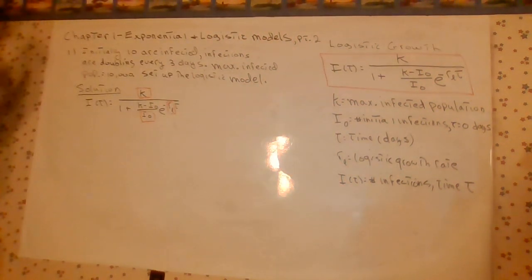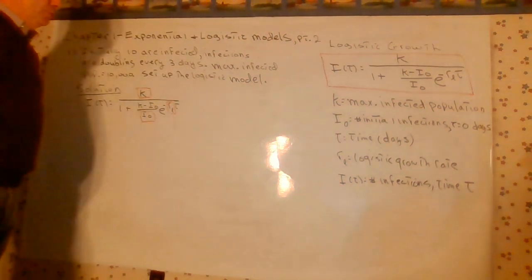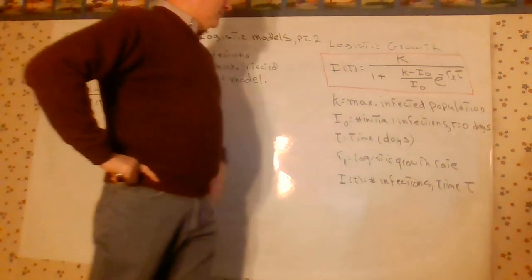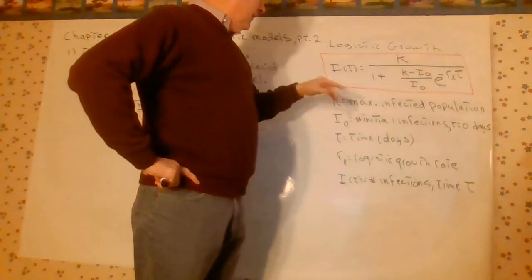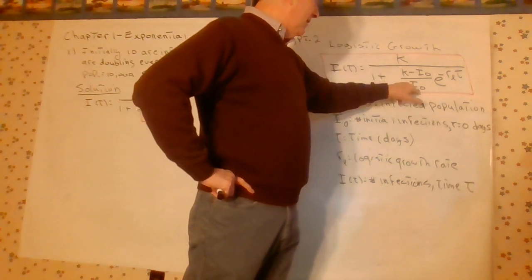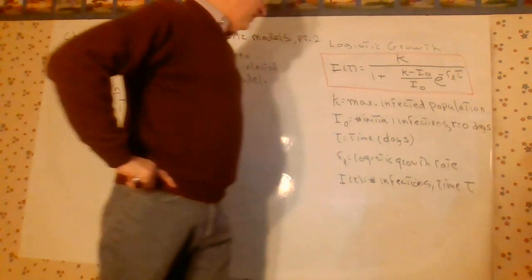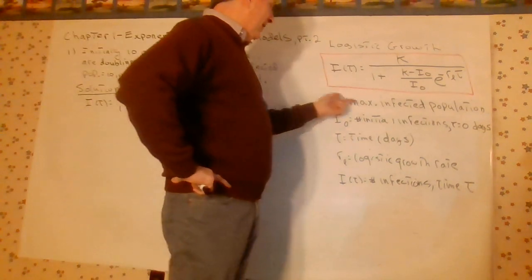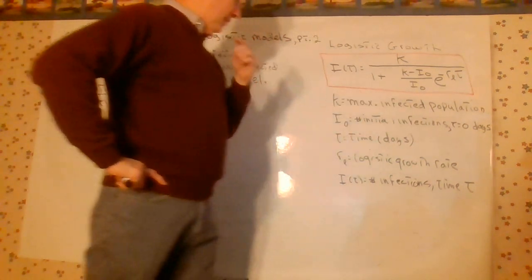Chapter 1, Exponential and Logistic Models, Part 2. Here we're going to look at the logistic growth equation: I(t) = K / (1 + ((K - I0) / I0) e^(-R_L t)). In this case, K is the maximum infected population.